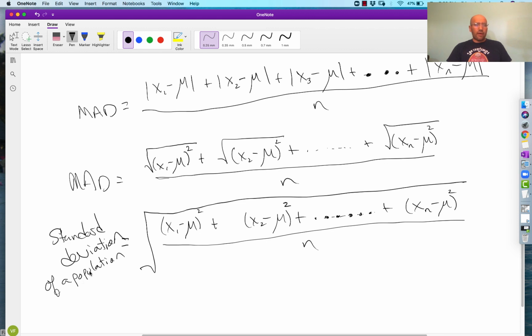And now that I think about it as a population, actually, I made a little mistake here. To be consistent with my notation, remember that lowercase n is always referring to a sample. So I should have labeled this with a capital N to be consistent with the fact that we're dealing with a population. That way, just to be consistent.